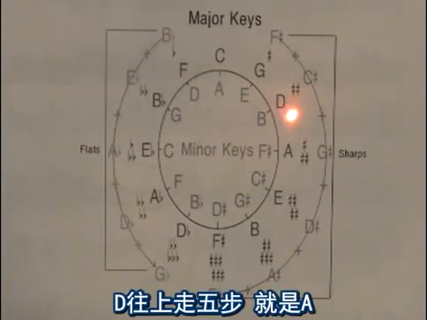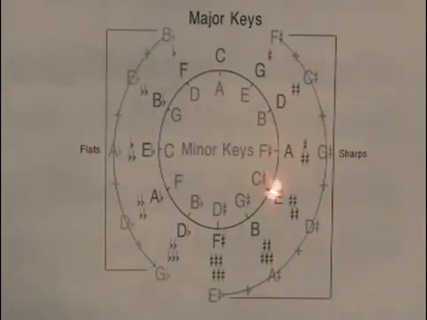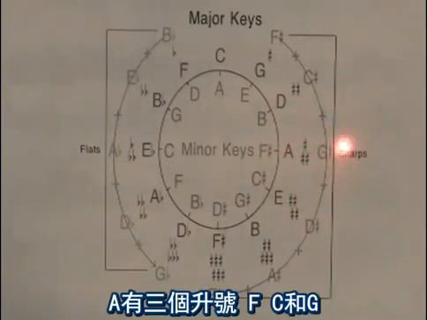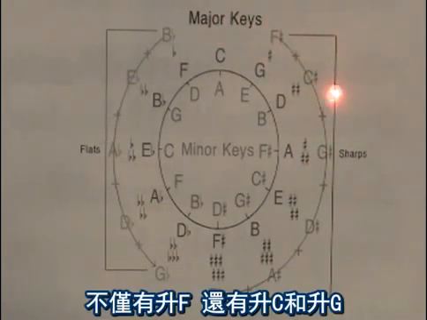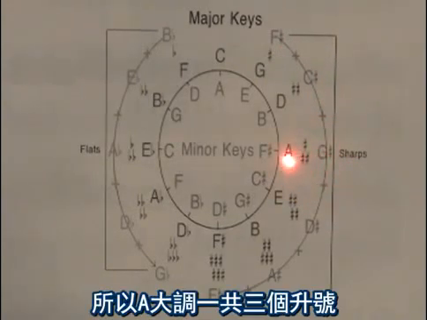Now if you start with D again and go up another 5 steps, then you have the key of A. And notice how A has 3 sharps here: F, C, and G. Now you not only have F sharp, you start having C sharp and G sharp. So there are 3 sharps for the key of A.